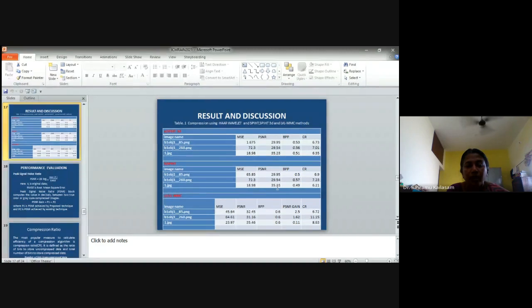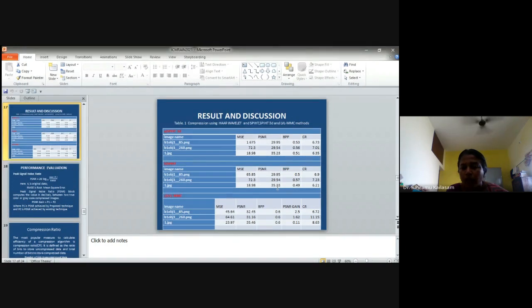In the results discussion, I have displayed a table with the three methods: SPITE 3D, SPITE, and LVL-MMC. Here I got PSNR, BPP and CR as parameters. In SPITE 3D, PSNR values are 29.95, 29.54, and 35.23 for three images, where the first two are PNG and the last one is a JPG file. Bits per pixel I got 0.53, 0.56, 0.51, and CR is the compression ratio, which is a must for getting compression for an image. The compression ratio for SPITE 3D is 6.73, 7.01, 6.35. Then the SPITE method has MSE value, PSNR, BPP, and CR. For the compression ratio of the SPITE method, I got 6.9, 7.23, and 6.21.